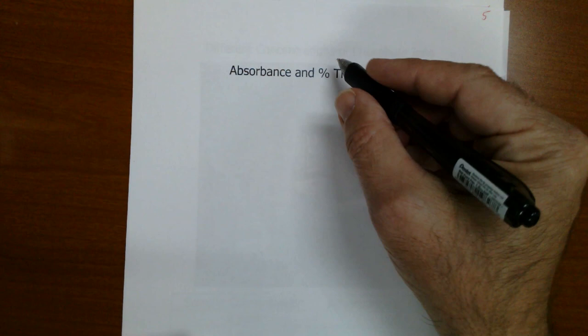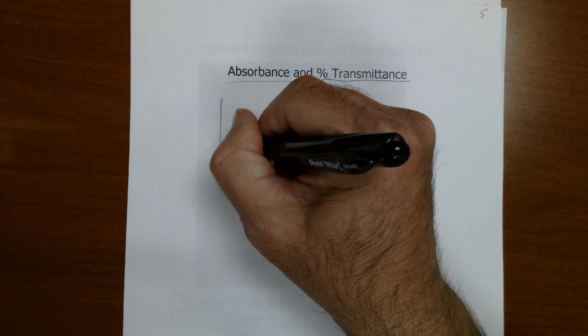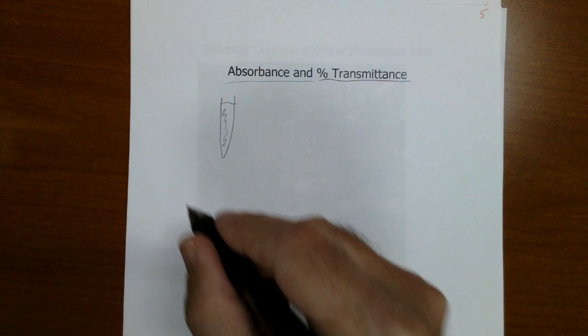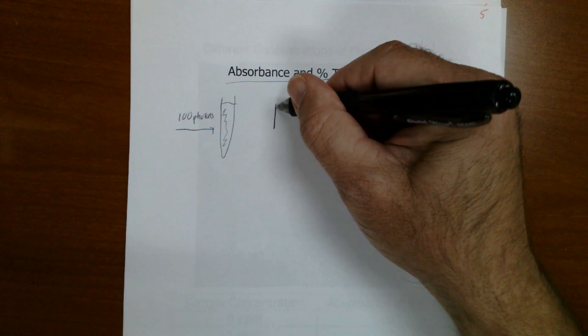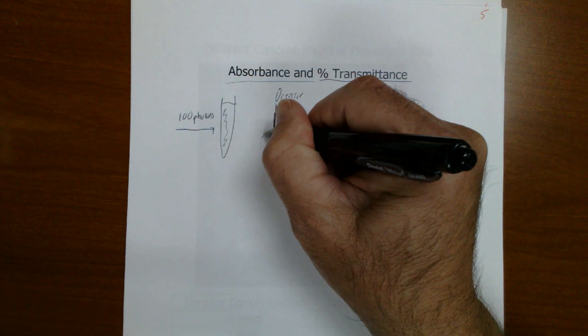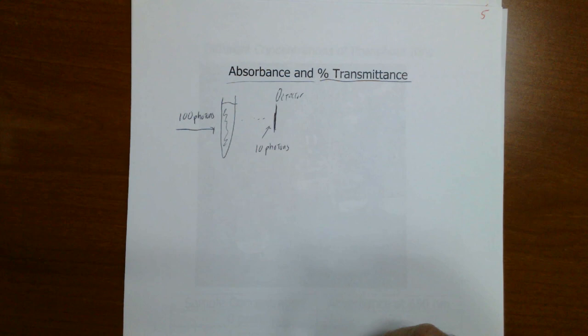Okay. So let's think about a couple things, right? These are the common units of measure that we're going to get out of that SPECT-20, absorbance units and percent transmittance, right? So let's think of what that means. Let's suppose I've got a test tube here, or my cuvette, which has my solution in it, right? And let's suppose that I've got a light source, and the light source lets 100 photons out towards this cuvette, and then I've got my detector here. And the detector senses 10 photons. Okay, so 10 photons make their way to the detector. So let's just assume the other 90 photons were absorbed by the solution.